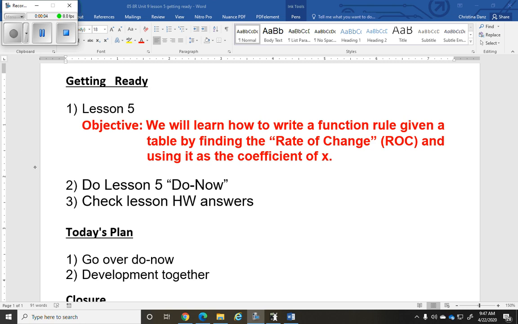So we're on lesson 5 today. We will be learning how to write a function rule given a table of values. So this objective is pretty important. This tells you exactly how we'll do it.